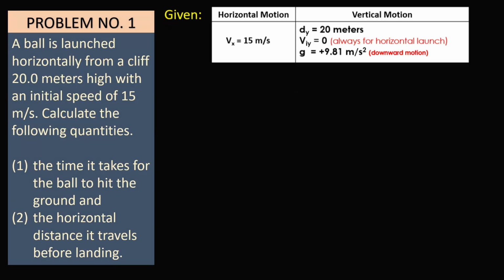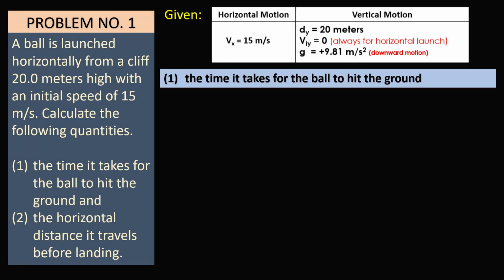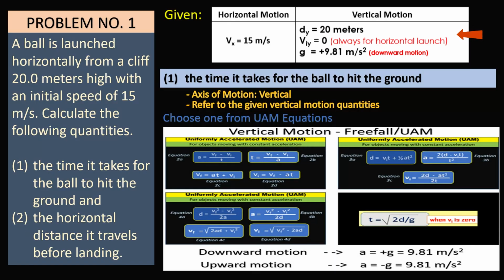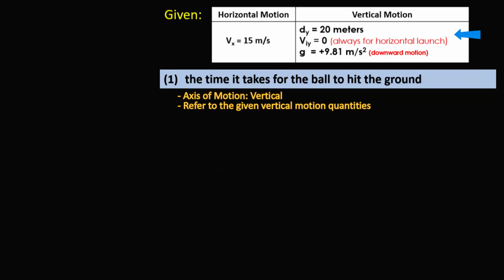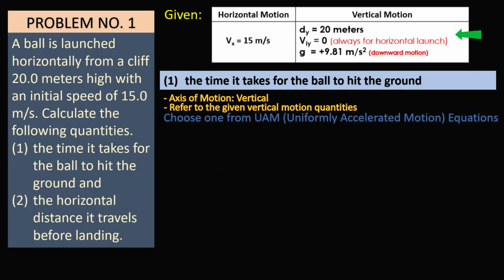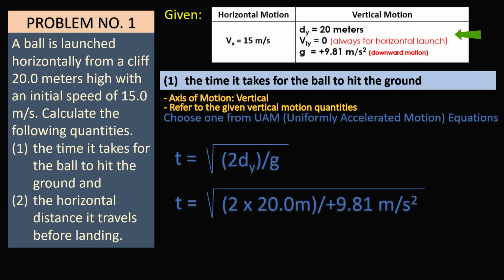The first question is asking for the time of fall, which suggests a vertical motion. So, we will refer to the vertical motion quantities, and we will choose from the UAM equations. From the given vertical motion quantities, the best equation to use to compute for the time of fall is the last equation, which includes height and the acceleration of the object. By substituting the given height and acceleration of the object to the equation, we get the time of fall, which is 2.02 seconds.